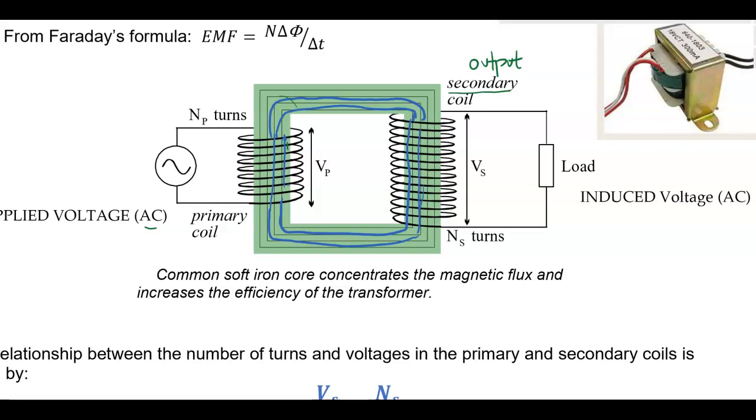What we can do is, you'll notice that the primary coil has a certain number of windings, and here the secondary coil's got more windings.